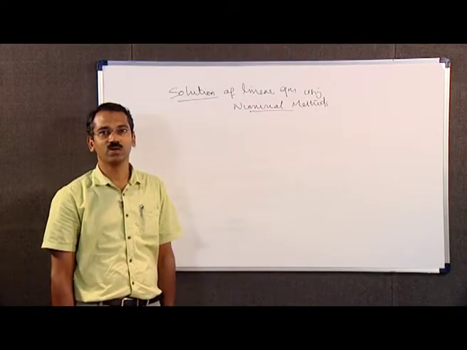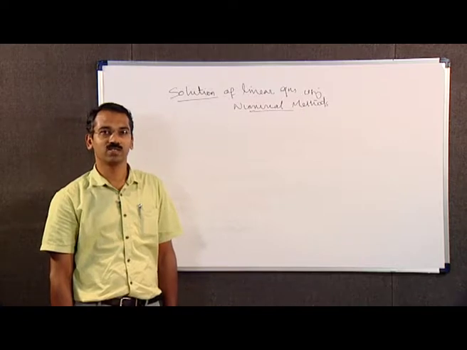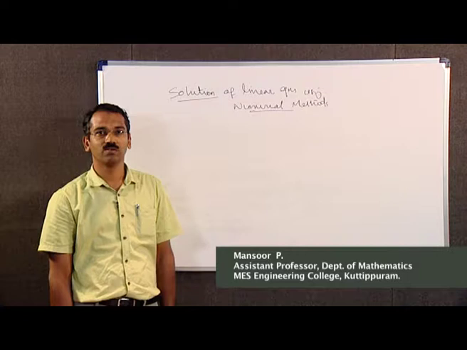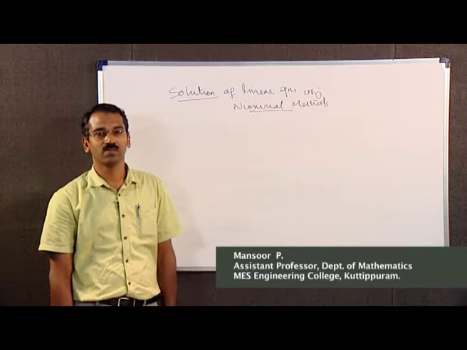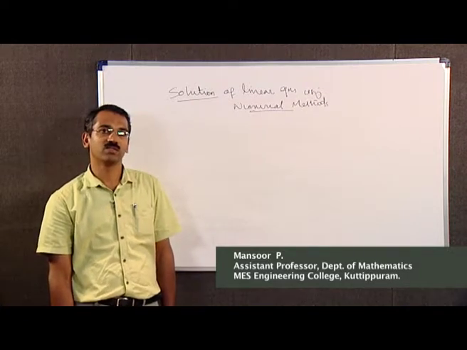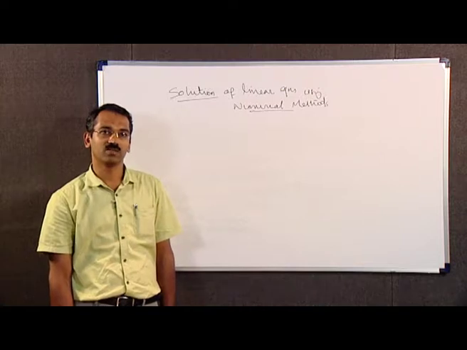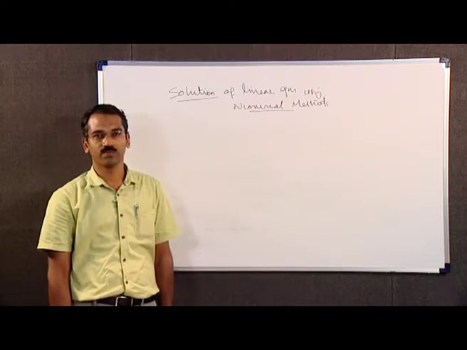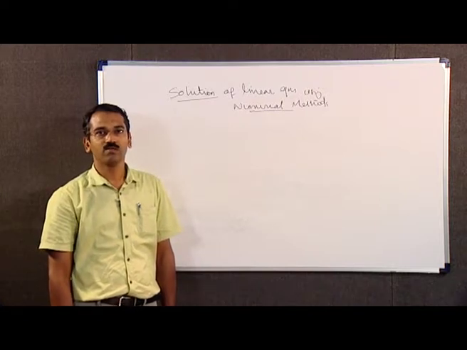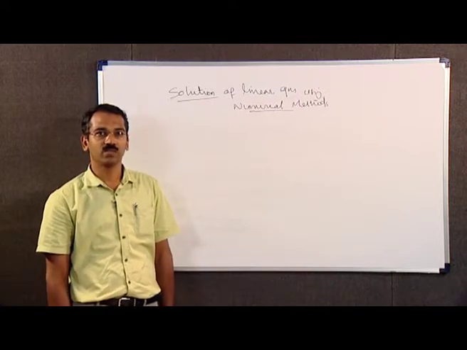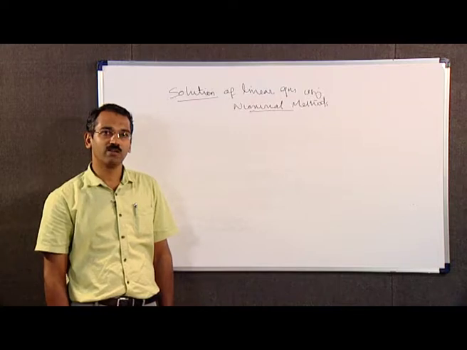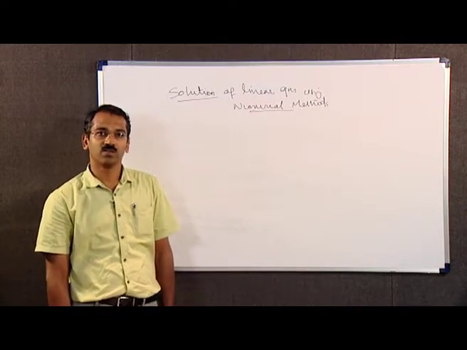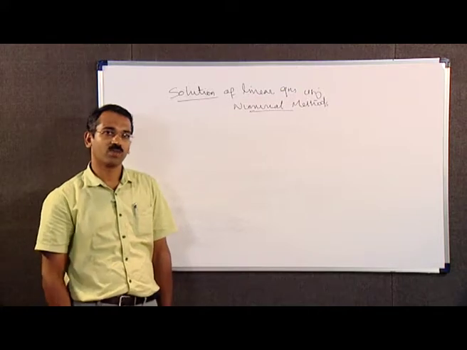Welcome back to the session on solution of linear equations by numerical methods. In the previous session, we discussed two methods, bisection method and fixed point iteration method, to solve equations of the form f of x equal to 0. Here, we shall discuss another two methods. First one is regula falsi method and the second one is Newton-Raphson method.